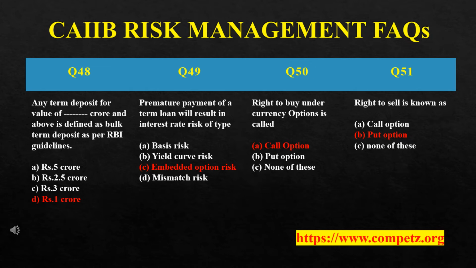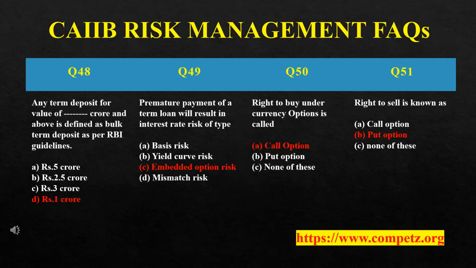Just read the question. Any term deposit for value of dash crore and above is defined as bulk term deposit as per RBI guidelines. Now just see here, there are 4 options given. You can see on the screen, the answer has also been highlighted in red color. Don't look directly at the answer. Read the question by yourself first, then go for the answer which we have highlighted. The D, that is rupees 1 crore.